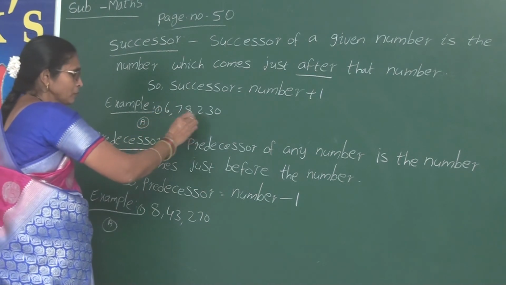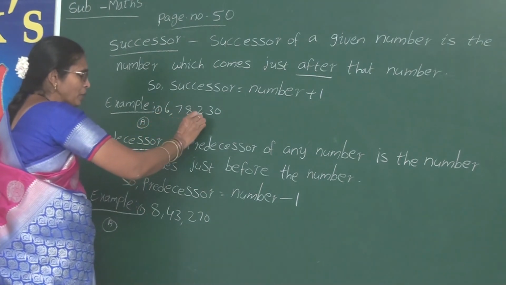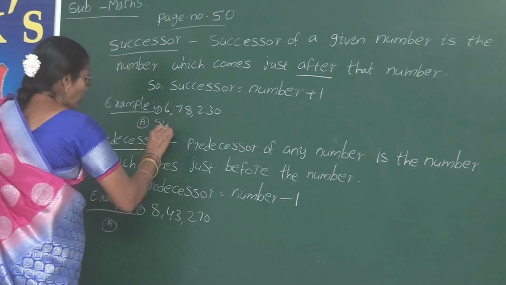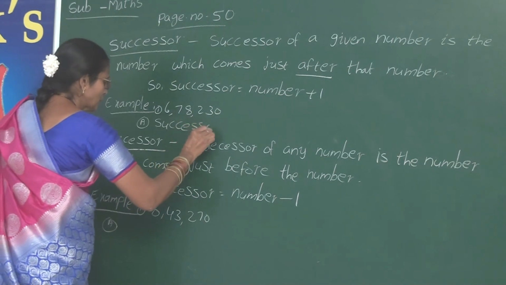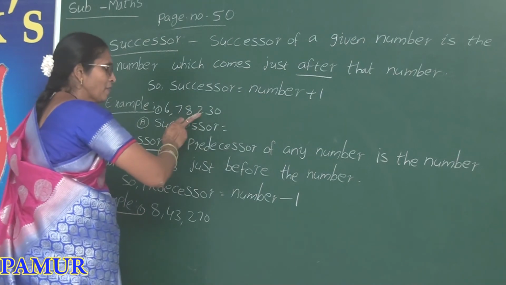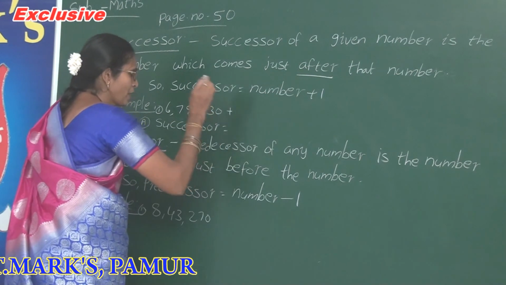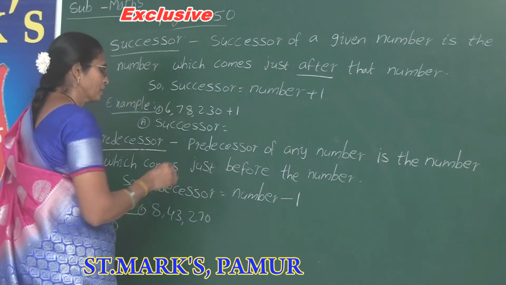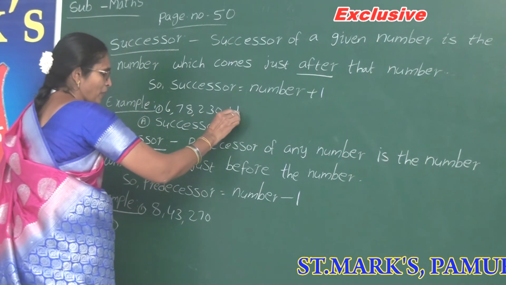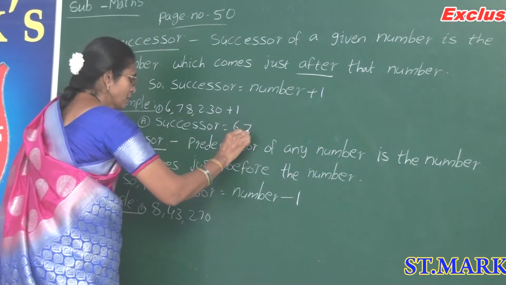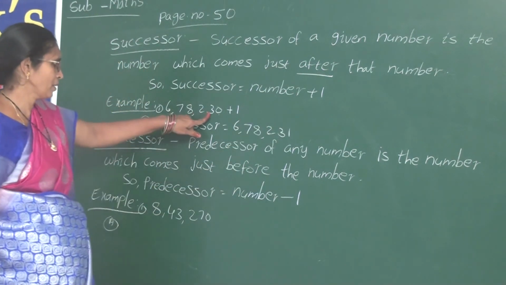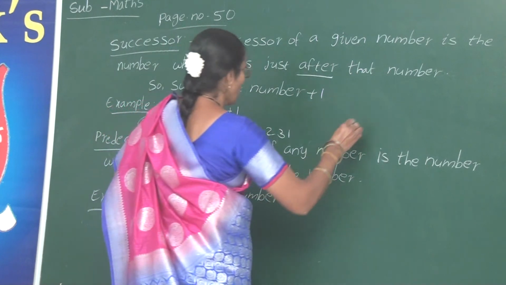6,78,230. For this we want to find the successor. Successor equals the given number plus 1. So add 1. The 1 goes under the 1's place. So 6,78,231. After 230 comes 231. Let us see how we add it.